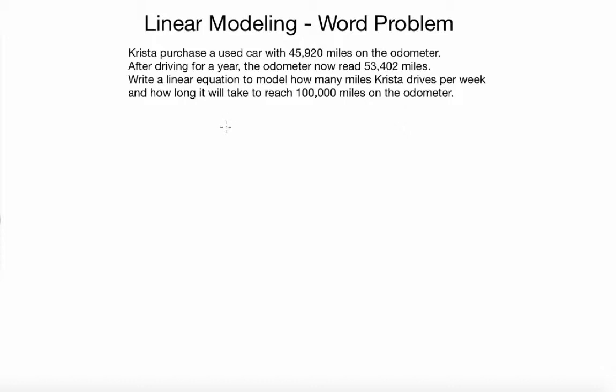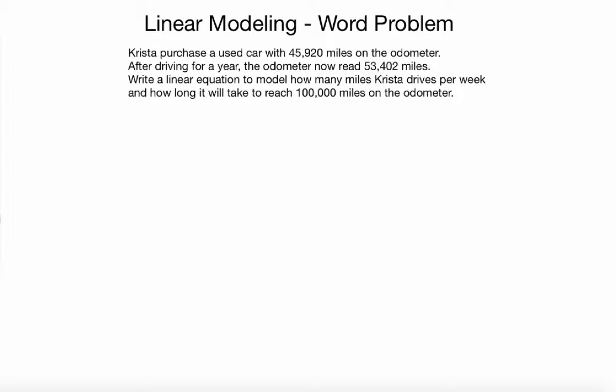Again, anytime we're trying to do linear modeling, I need at least 2 points to be able to plot 2 points and then use those 2 points to find the average rate of change or the slope. And then I can write a linear equation to model the problem. So we need to find if we have a couple of points here.